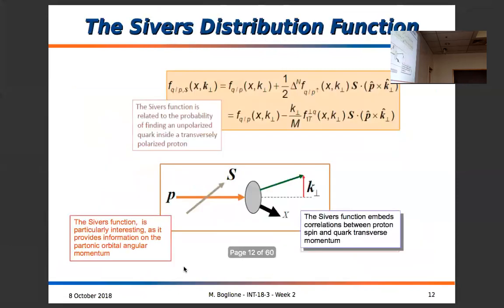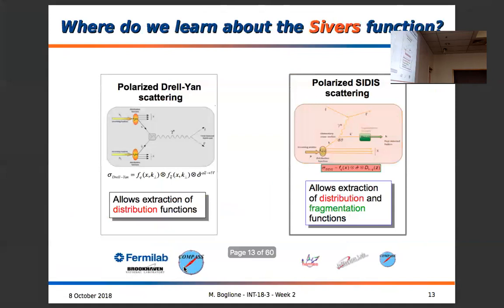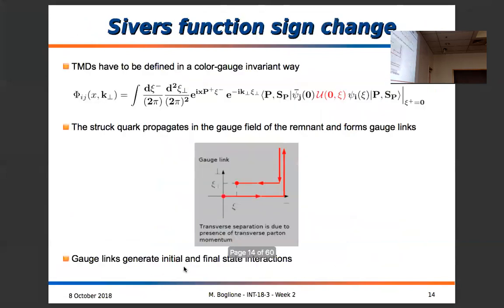Now, let's start from Sivers. The Sivers distribution function is embedding the correlation between the proton spin and the quark transverse momentum. And it's one of the most studied and perhaps the best known of the polarized TMDs nowadays. It can be studied in Drellian proton-proton or hadron-hadron scattering, and also in semi-inclusive DIS.